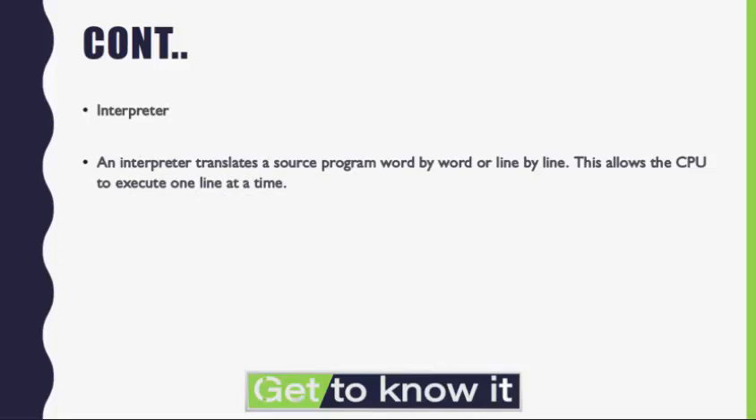Interpreter. An interpreter translates a source program word by word or line by line. This usually allows the CPU to execute one line at a time. The interpreter takes one line of the source program, translates it into machine instruction, and then it is immediately executed by the CPU. It will again take the next instruction, translate it into machine instruction, and the CPU executes it, and so on and so forth.